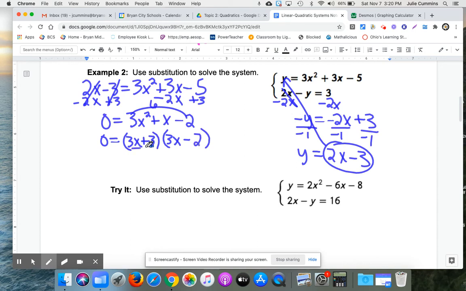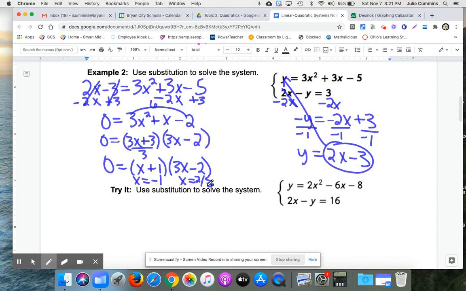And I'm going to divide this one by 3. So we get x plus 1, 3x minus 2. And I'm going to set those both equal to 0. I'm running out of space a little bit, and that's going to give me my two solutions. X equals negative 1, and x equals 2/3.